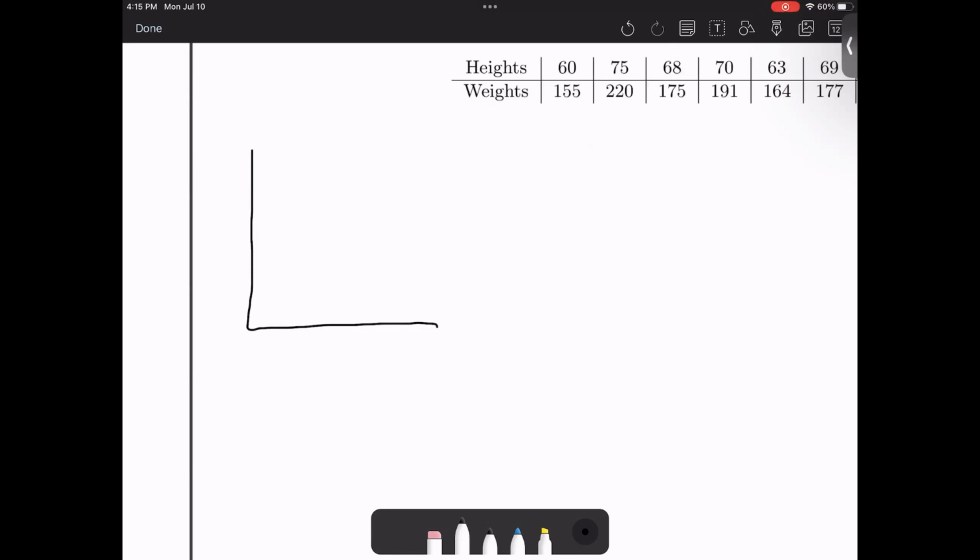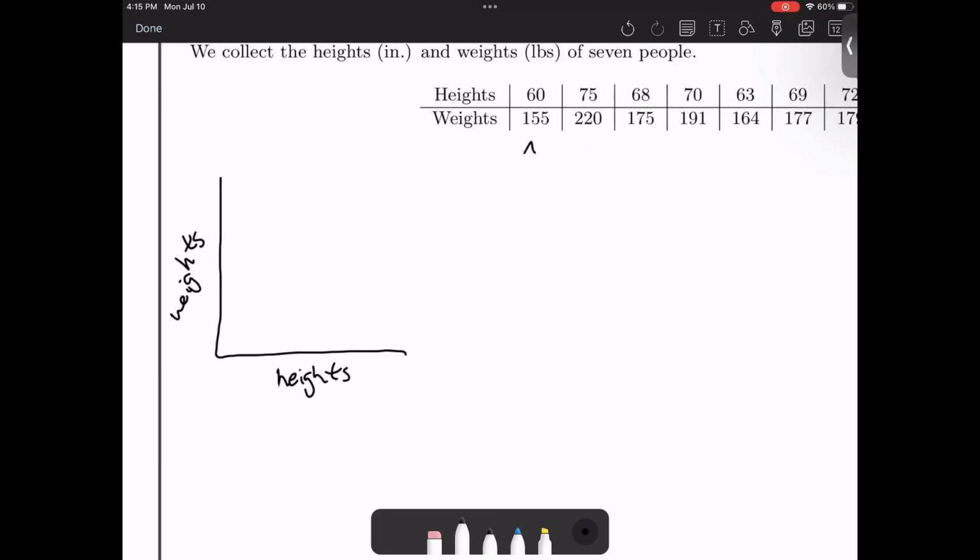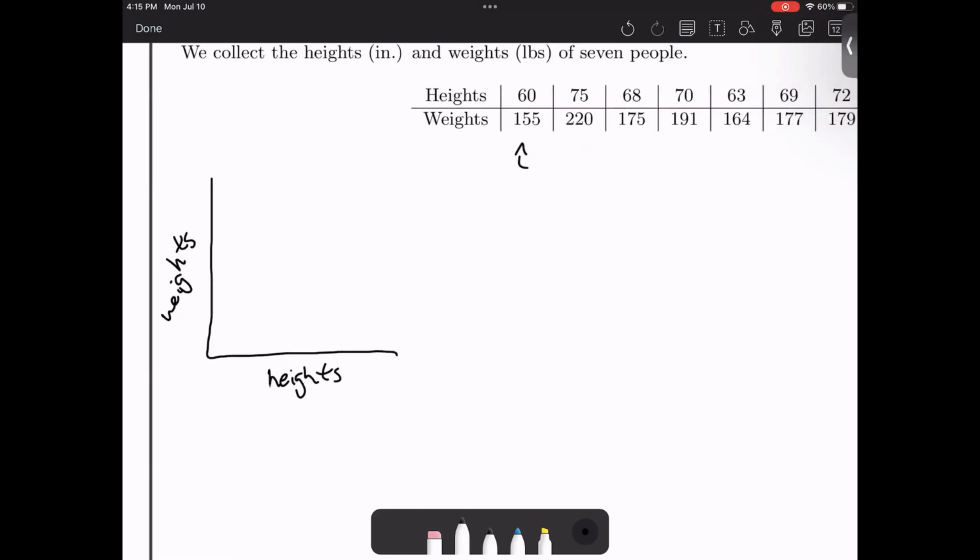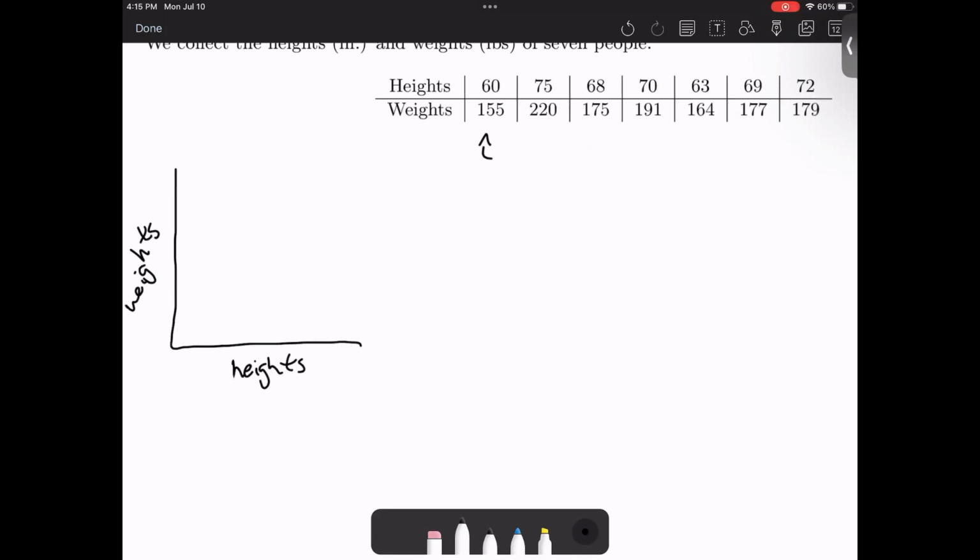So let's let our x-axis be the heights and the y-axis be the weights. So we have an individual with a height of 60. In fact, let's go ahead and give ourselves ranges. Let's start at maybe 55 on the heights. So this would be 60, 65, 70, 75, and 80. This is not going to be perfect. It's just going to give us an idea of what the data looks like.